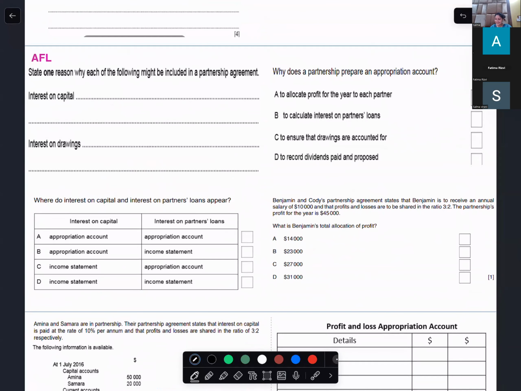That's why. State one reason why interest on capital is included in the partnership agreement. Is it so that the partners are encouraged to invest into the business? So that the partners are encouraged to invest in the business.